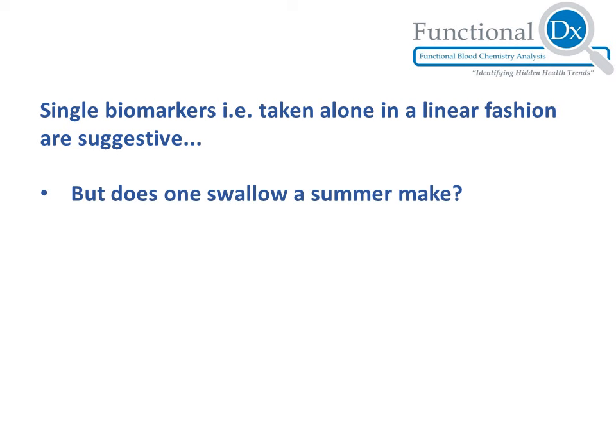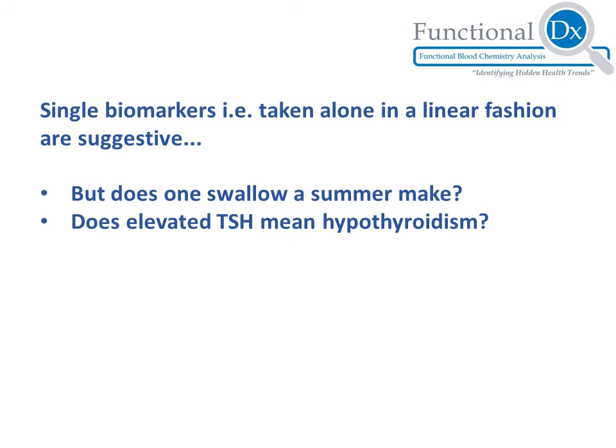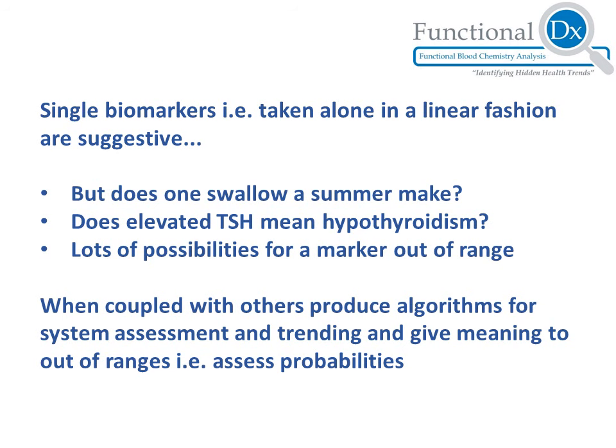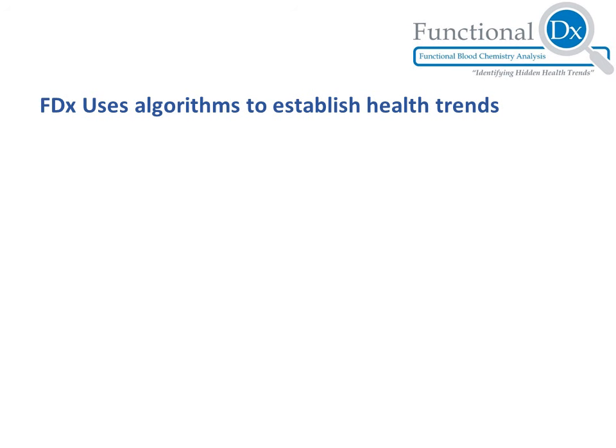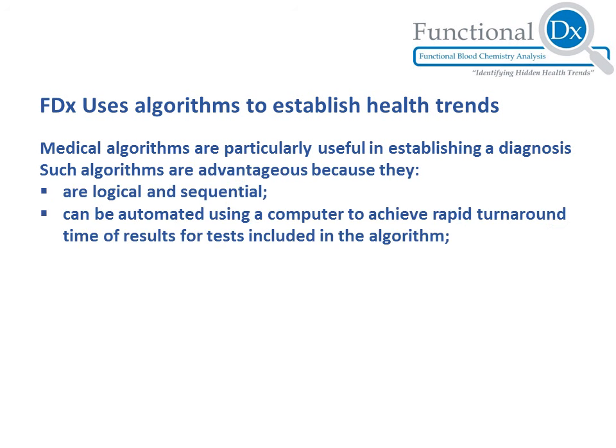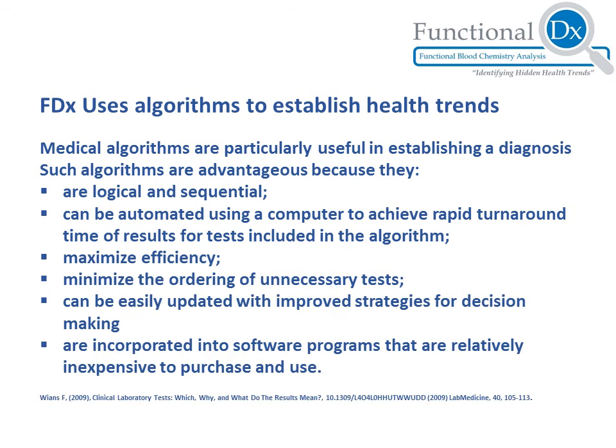So, I've said, does one swallow make a summer? If you see an elevated marker, does that mean that you've got a problem, unless that marker is specifically related to a problem? In other words, does elevated thyroid-stimulating hormone mean there's hypothyroidism? You need to take other markers. So there are loads of possibilities for markers out of range. So couple them together with algorithms and give meaning to all the ranges that are there. So we use these algorithms to establish health trends, and medical algorithms are essential. It's essential that they can be computerized, automated. It's efficient, and it stops loads of other tests having to be ordered, saving people money and time.